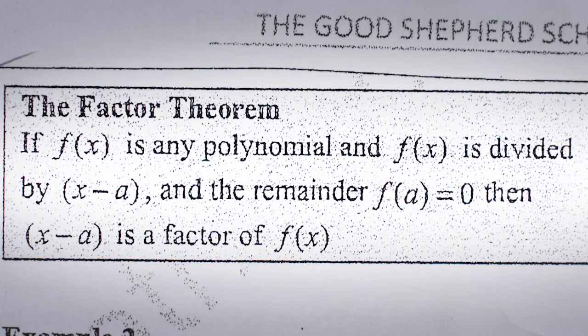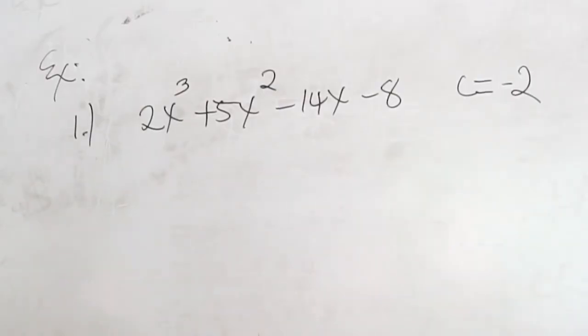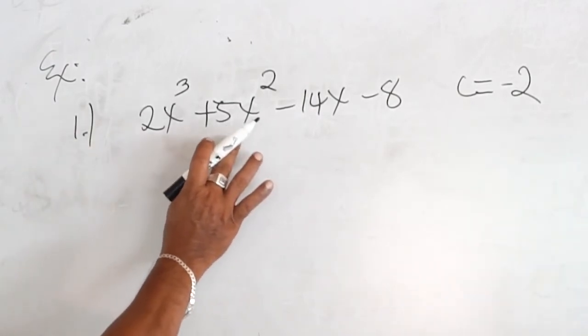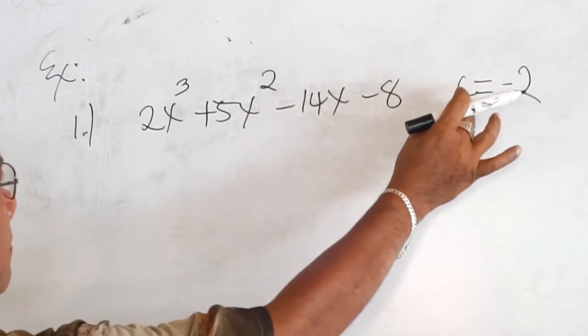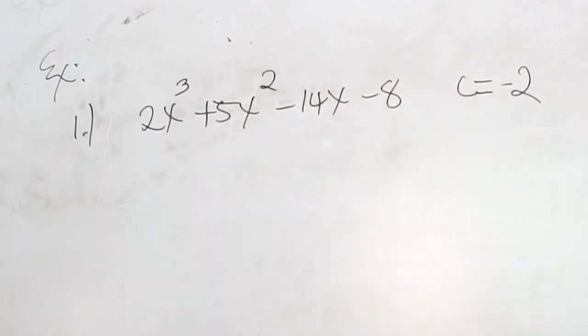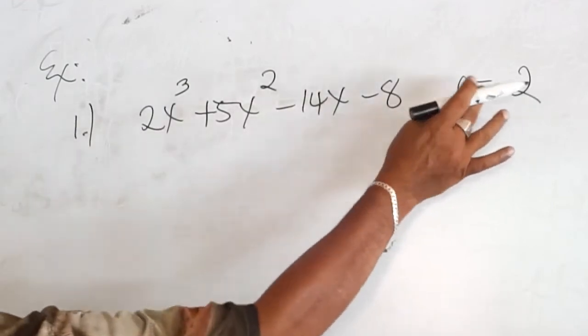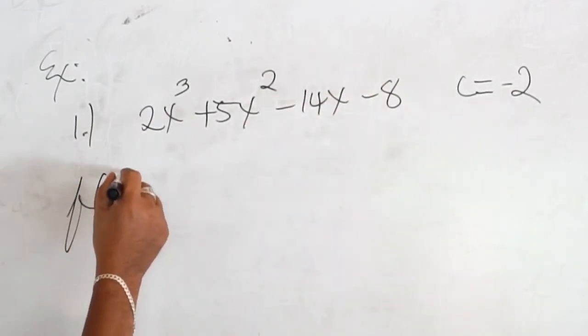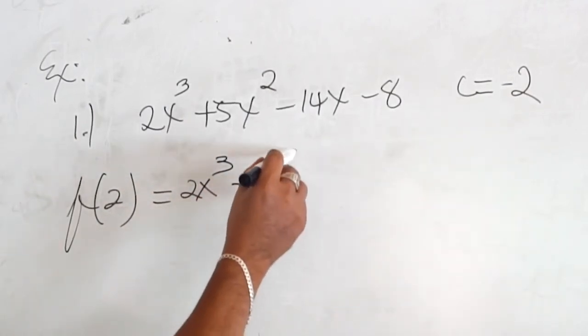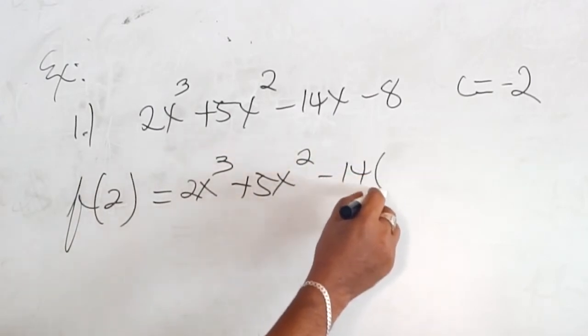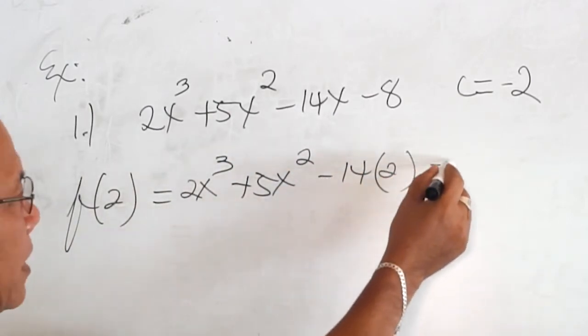For example, for the number 1 example, let us determine if the remainder is 0 for 2x cubed plus 5x squared minus 14x minus 8, where c is equal to negative 2. So we have negative changing to positive. F of 2 is equal to 2x cubed plus 5x squared minus 14 multiplied by 2, then minus 8.